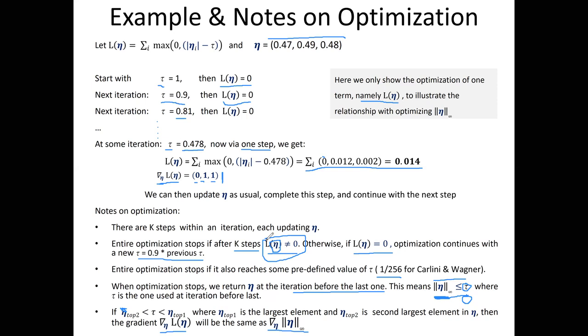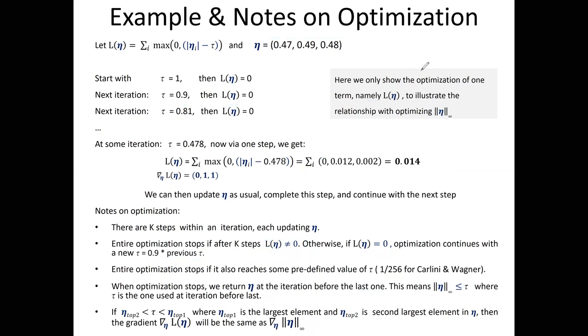Okay, so the takeaway points are, we have a proxy function that is easier to optimize. That's one takeaway point. And the second takeaway point is that more than one dimension of the eta gets optimized at a time, and we can give guarantees on the eta in terms of L infinity norm by just taking the tau at the previous iteration. Okay, good. So I hope that this gives you some idea. We also have an exercise on this topic so that we can play more with it.